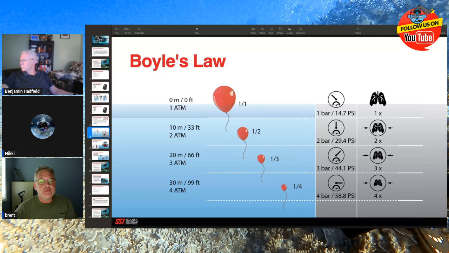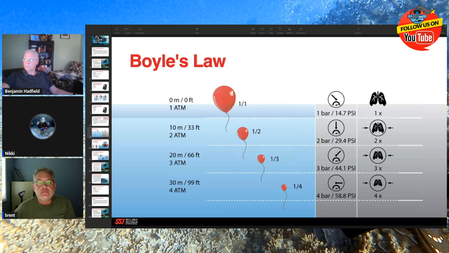Well, on the surface, it's one atmosphere. Down 33 feet we're at 2, 66 is 3, 99 it's 4, and so on and so on. Yeah, 133.